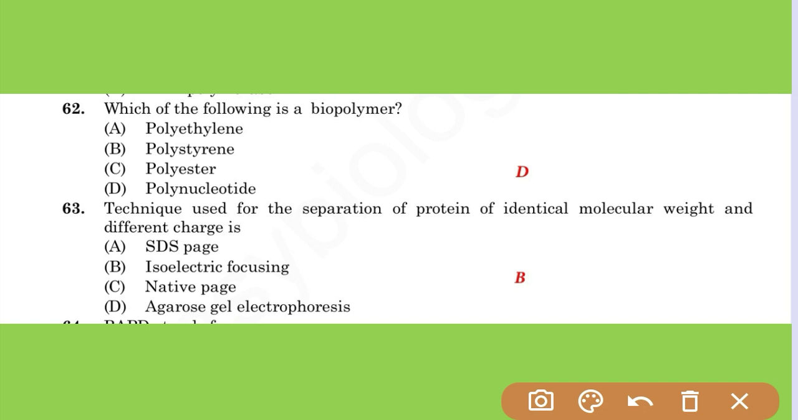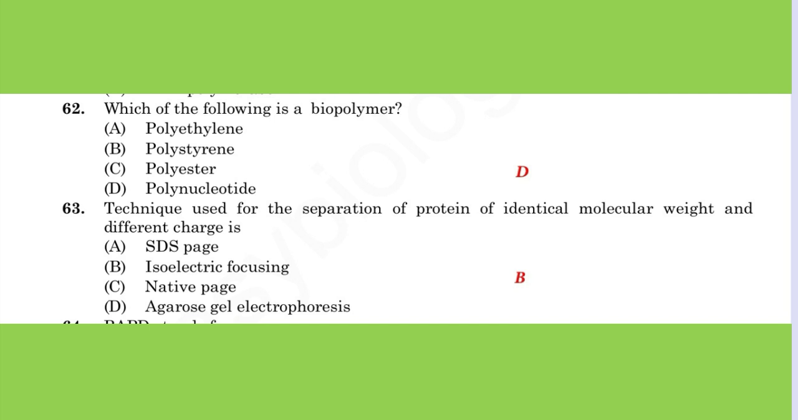In agarose gel electrophoresis, macromolecules such as DNA or protein in a matrix of agarose gel are separated. The protein is separated by charge and/or size, and the DNA and RNA fragments by length. Biomolecules are separated by applying an electric field to move the charged molecules through an agarose matrix. So option B, that is isoelectric focusing, is the technique used for separation of proteins having identical molecular weight but different charge.